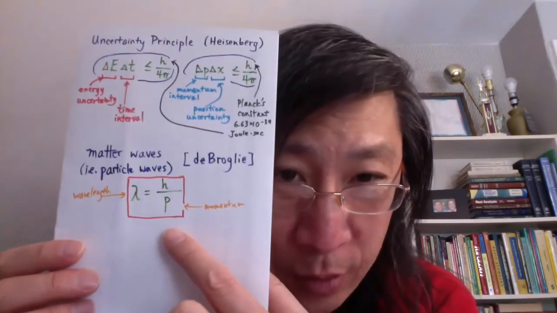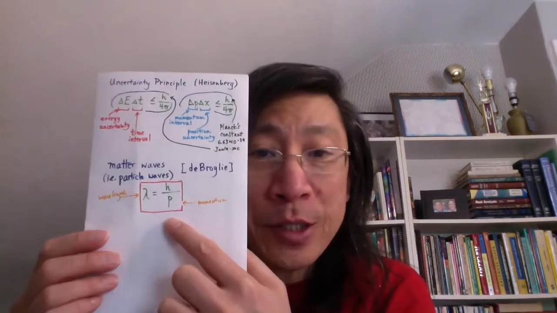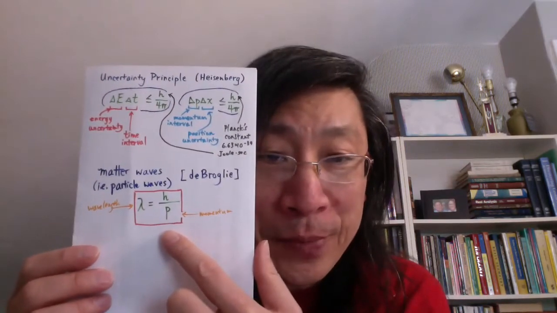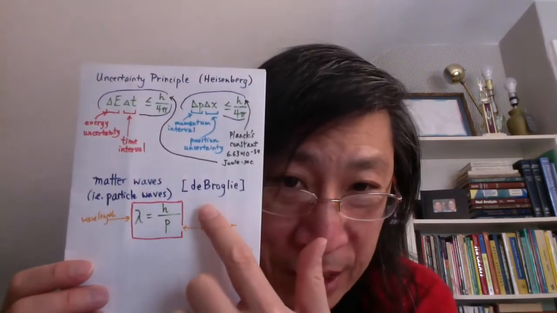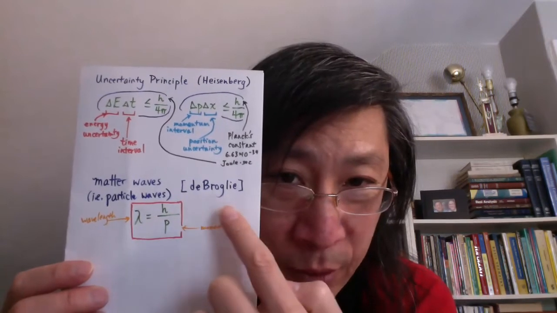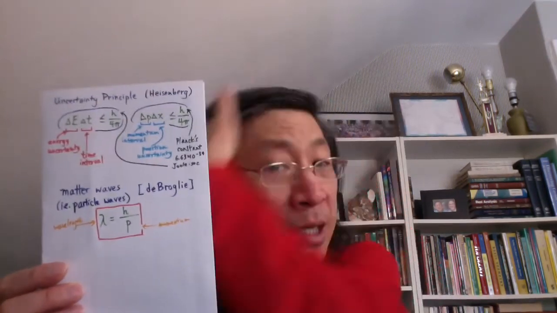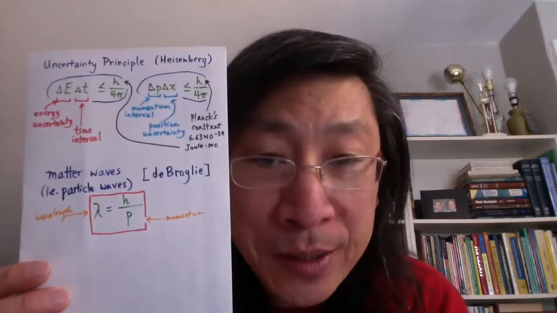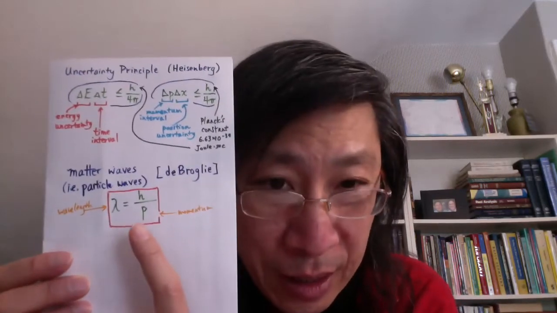That's Louis de Broglie figuring out that matter waves or particle waves are like this. Now, interestingly, you can go in the other direction. What happened was right around the same time, like 1923, that this guy Louis de Broglie was doing this, there was another scientist named Arthur Holly Compton. Okay, Arthur Holly Compton.